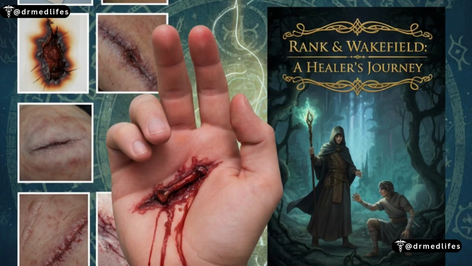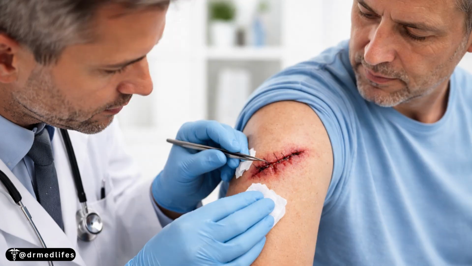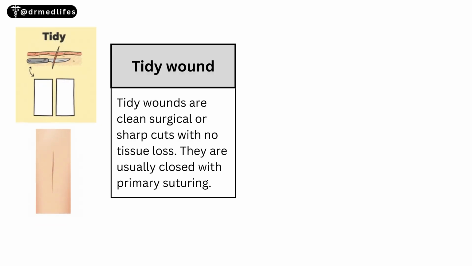The first classification system we are looking at is the Rank and Wakefield classification. Doctors often use the Rank and Wakefield classification to decide how to treat you. It divides wounds into two broad groups, tidy and untidy wounds. Tidy wounds, like a surgical incision or a cut from a sharp knife, are clean, healthy and have no tissue loss. These are usually closed with immediate stitches, known as primary intention healing.